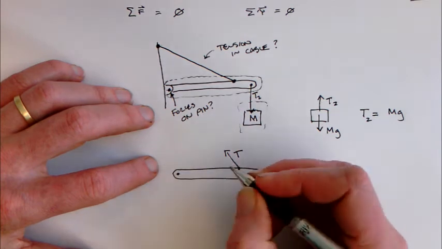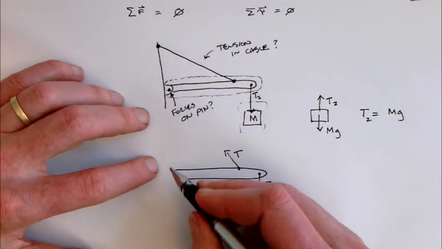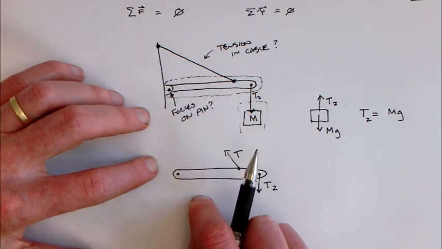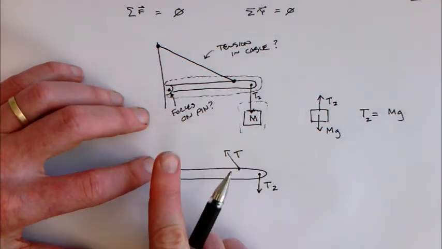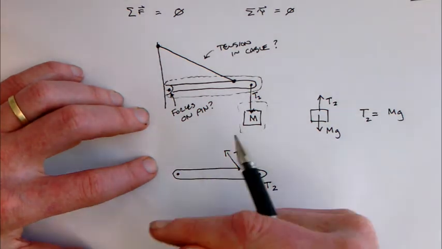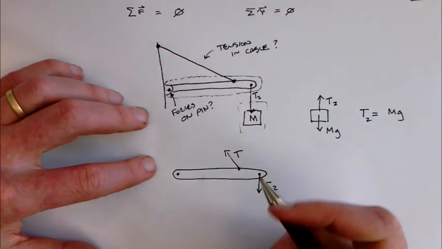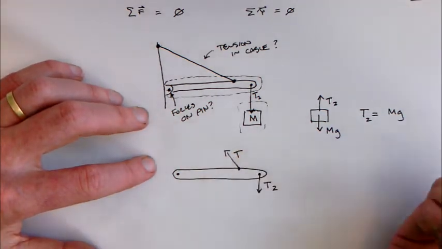And finally, the pin actually can exert a force up. I mean, you could imagine pulling down on this thing and the pin resisting up. You can imagine pushing up and the pin resisting by pushing down. You can imagine pushing in and the pin resisting by pushing back out. This pin can exert a force in any direction that it wants to.